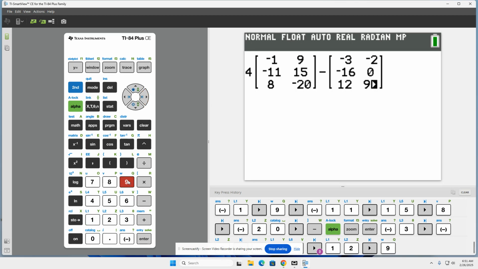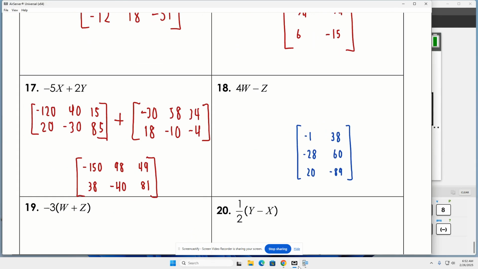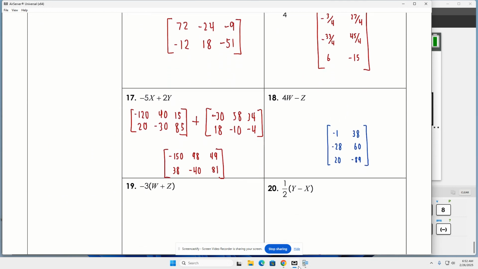And the beauty is, when you push equals, it will do all the work correctly for you, and your answer for 4w minus z will be, let me write it down, negative 1, 38, negative 28, 60, 20, and negative 89. So I hope that you understand how to utilize that calculator to do adding and subtracting and also scalar multiplication.